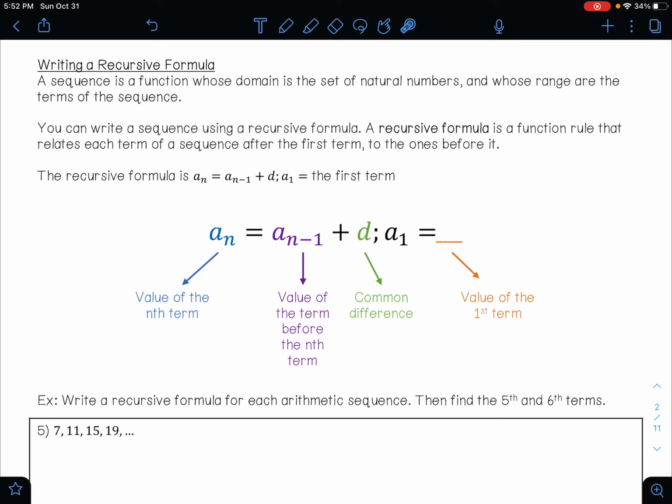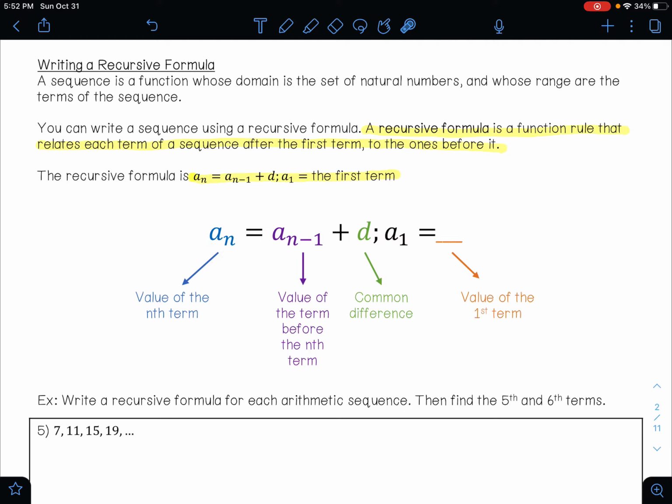A recursive formula is a function rule that relates each term of a sequence after the first term to the ones before it. The recursive formula is a sub n equals a sub n minus 1 plus d, where the first term, a sub 1, is given. So here is that formula again. A sub n is the value of the nth term. So whatever term you're trying to find, that's the term value.